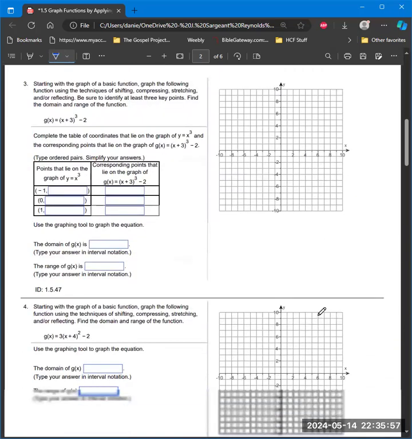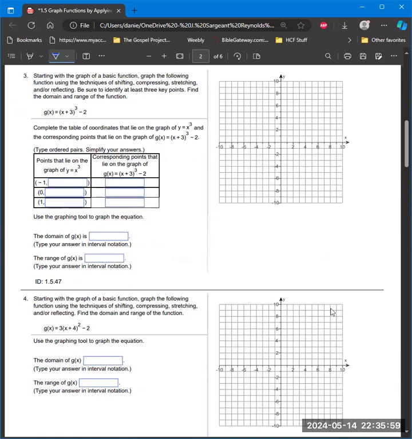Let's look at number 3. This has a horizontal shift 3 to the left, and then it has a vertical shift 2 down. So we're going to start with looking at x cubed, and its characteristic points were (0, 0), (-1, -1), (-2, -8), (1, 1), and (2, 8). So I'm going to shift these characteristic points 3 left and 2 down.